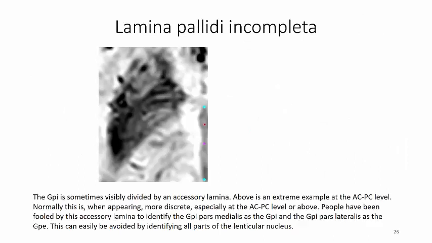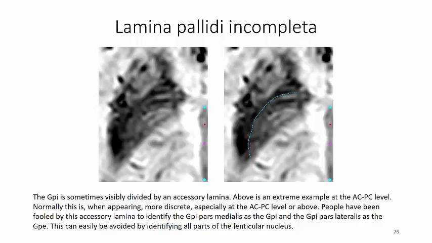The GPI is sometimes visibly divided by an accessory lamina, lamina pallidi incompleta. Above is an extreme example at the ACPC level. Normally this appears more discrete, especially at the ACPC level or above. People have been fooled by this accessory lamina to identify the GPI pars medialis as the GPI and the GPI pars lateralis as the GPE, but this can easily be avoided by identifying all parts of the lenticular nucleus.